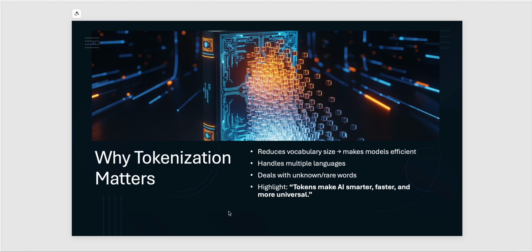Why does tokenization matter? First, it makes models efficient. Instead of memorizing millions of words, the AI just learns tokens. Second, it makes AI flexible. The same tokenizer can handle English, Spanish, or even code. And finally, it makes AI powerful. By breaking rare or complex words into smaller tokens, the model can still understand and generate them.